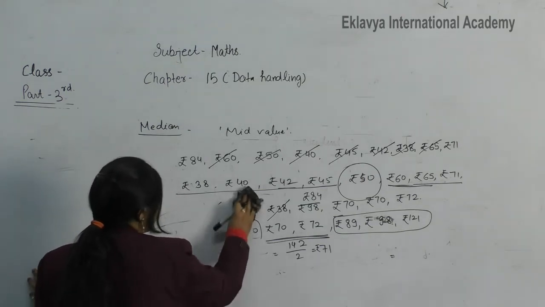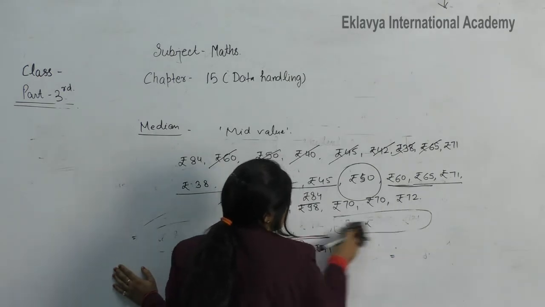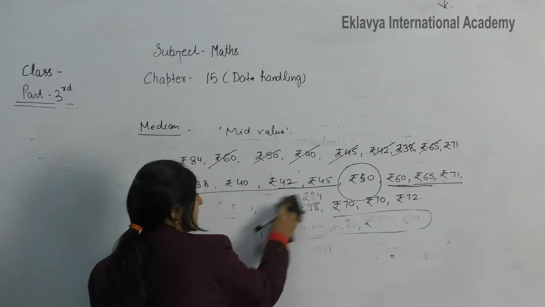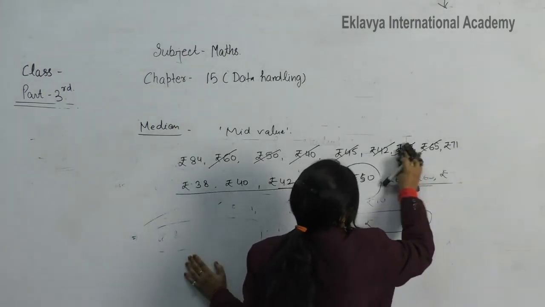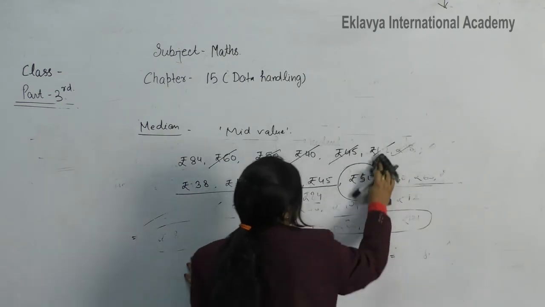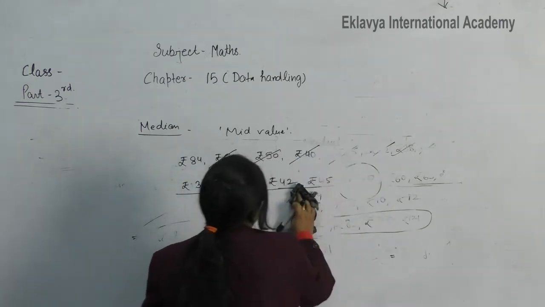Okay, now see some questions from the exercise. Whenever you have an odd number of values, firstly arrange in ascending order, then take the middlemost value. Whenever you have an even number of data, then take the 2 middlemost values and then take the average. For the median, take the average of these two values.